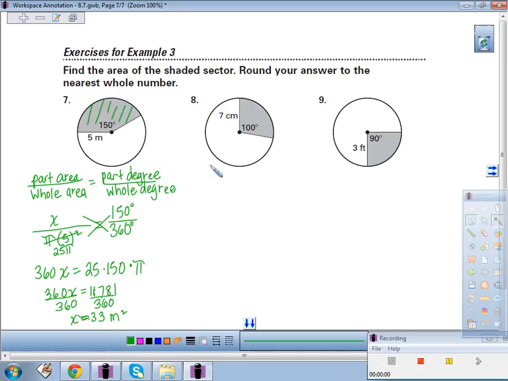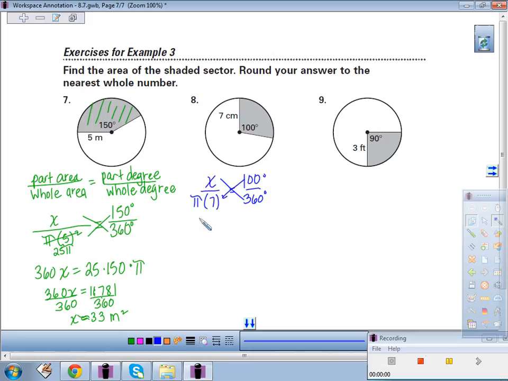Alright, the next one, number 8. Remember, we're going to do the part over the whole. So the part area we don't know, so we'll put X there. The whole area we know would be pi times the radius squared, pi times 7 squared in this case. The part degree is 100 over the whole degree, 360. So we're only looking for that part.